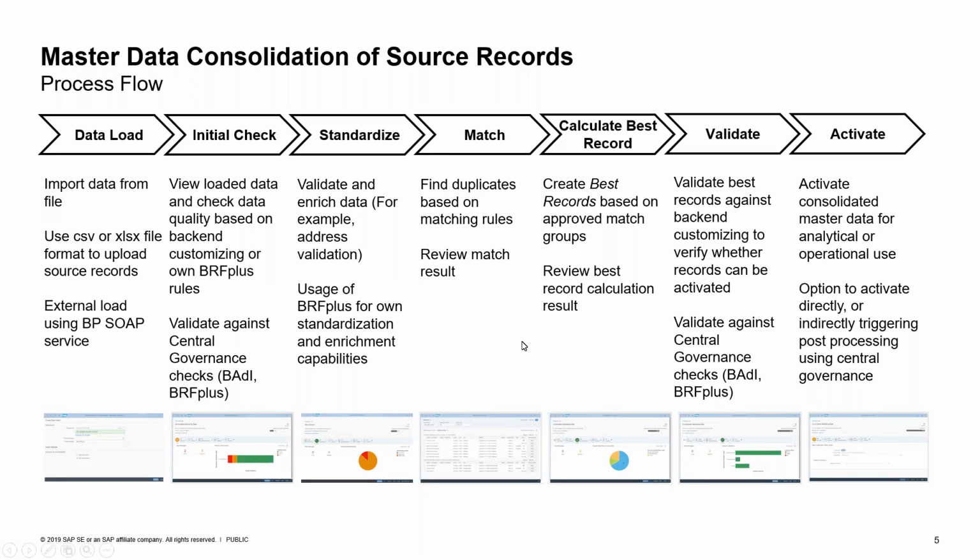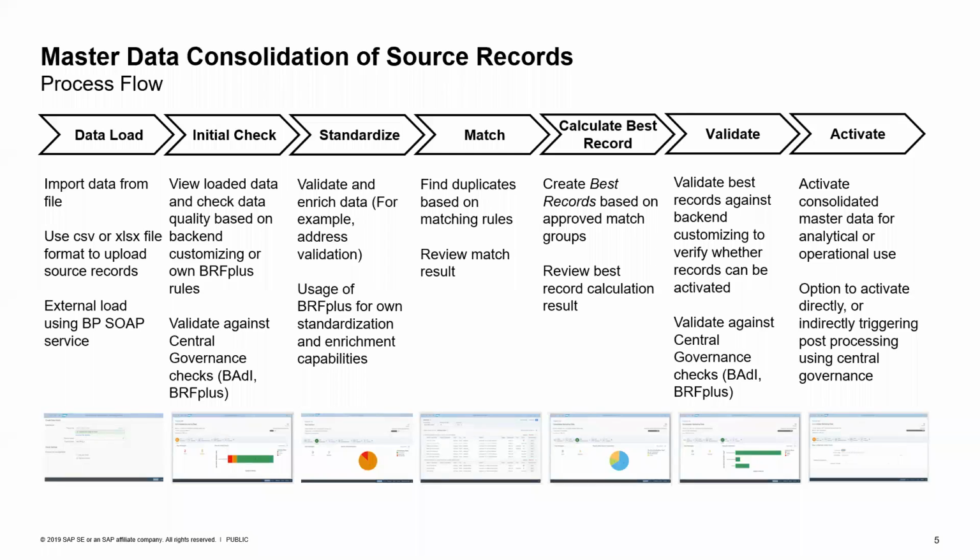After this initial check, you can have a look at the data, and we offer an option to make a standardization. Standardization means you can bring the data into shape based on specific rules. A prominent example for that is the address validation. Therefore, we offer the option to use the S4HANA Smart Data Quality address validation.